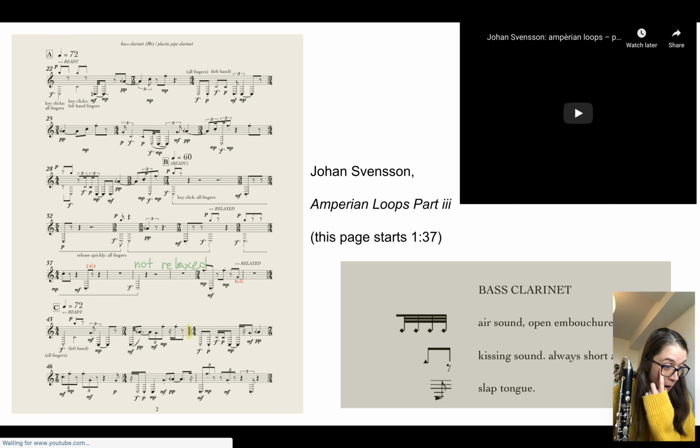So the slap tongue notation, he uses this big triangle. It's sort of the third beat of the first measure there. The first one is actually a combination of key clicks on the bottom and air sound and then a kissing sound on the top, which we haven't really talked about, but sounds a bit like that.